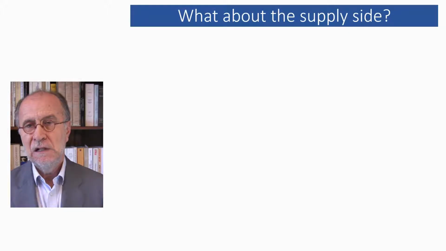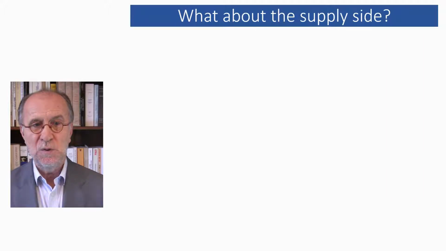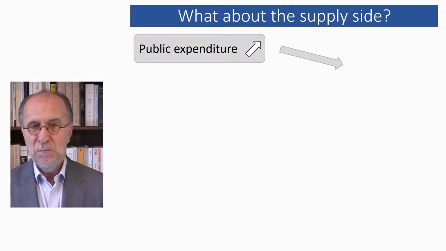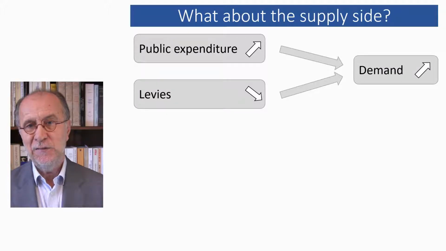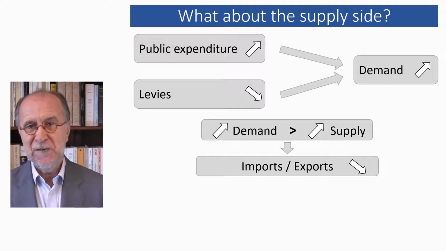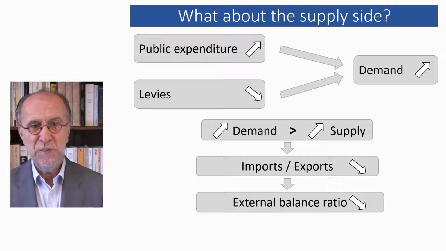Again, don't misinterpret what I've just said. I'm definitely not saying that public expenditure is the only driver of growth. Fiscal policy can also stimulate growth by lowering public levies. Moreover, fiscal policy stimuli only affect the demand side. But if supply cannot meet demand, imports will grow more quickly than exports, dragging down the external balance ratio and with it the public balance ratio.